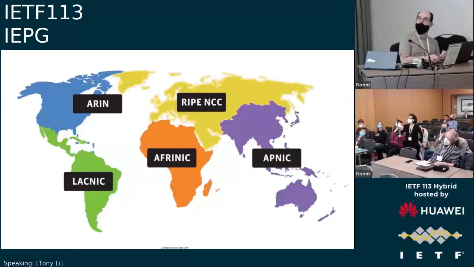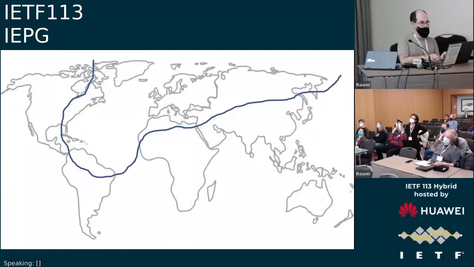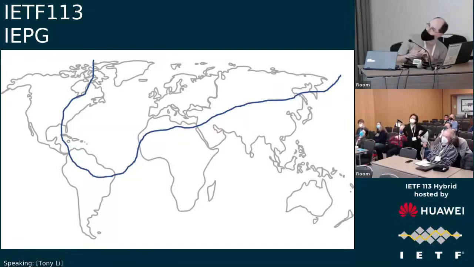Just as a reminder, this is what our RIR map looks like. You'll notice things don't quite correspond to continental boundaries. If you wanted to have a remote abstraction boundary around RIPE, you might draw this line here. And this is a little bit farther away, just so that it gets the traffic engineering.